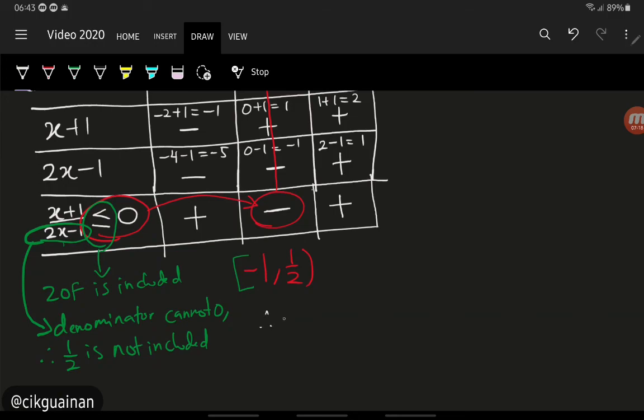So the final answer is, I write it back in white, in interval notation, or you can write it as a solution set, and we have that.